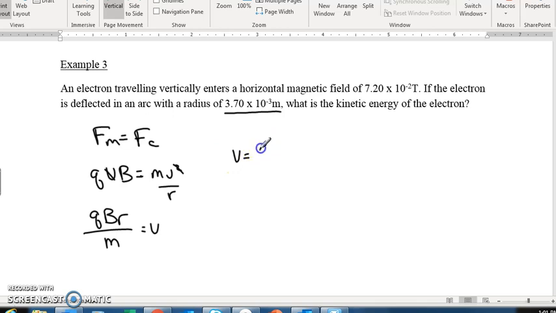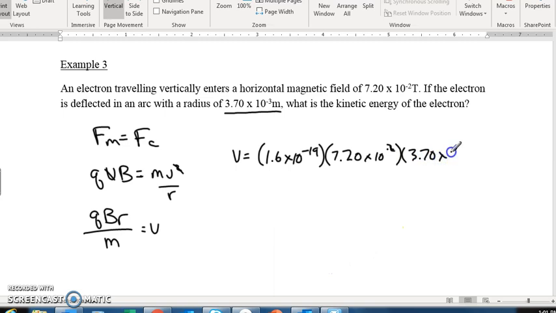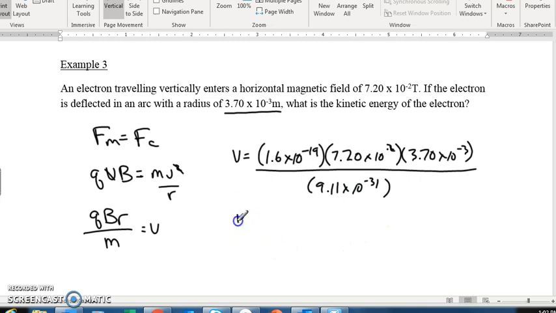When you plug in the numbers for an electron, that's 1.6 times 10 to the negative 19 coulombs of charge, with a magnetic field of 7.20 times 10 to the negative 2 teslas, and a radius of 3.70 times 10 to the negative 3, all divided by the mass of an electron, which is 9.11 times 10 to the negative 31 kilograms. You find that the velocity, and you'll want to check this, is 4.678 times 10 to the 7 meters per second.